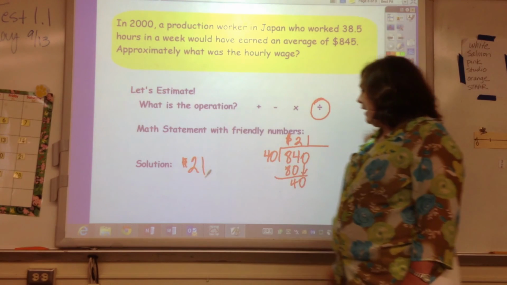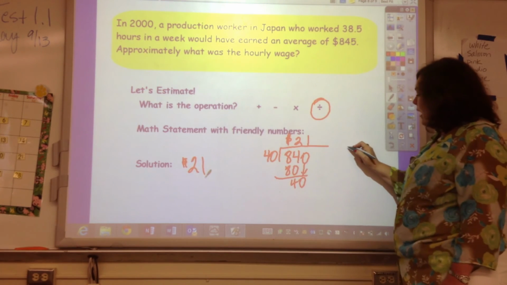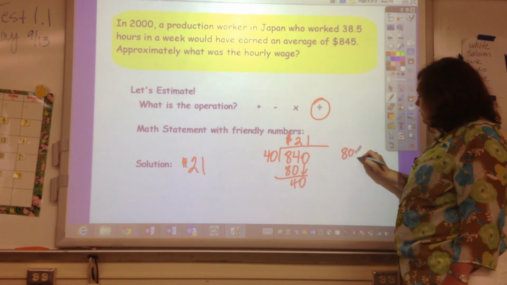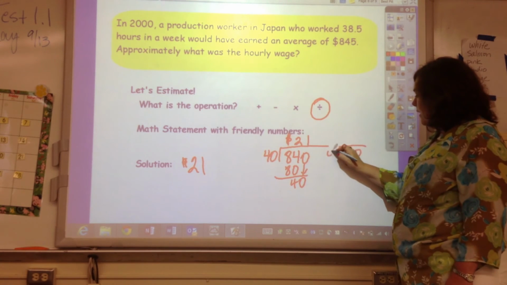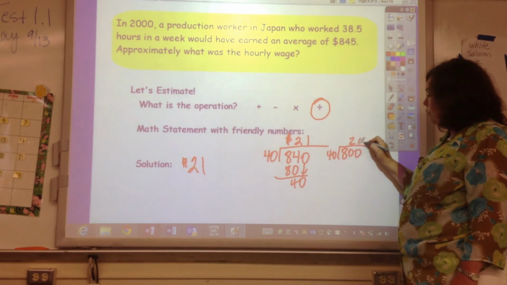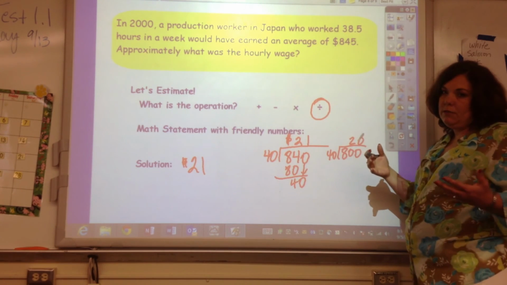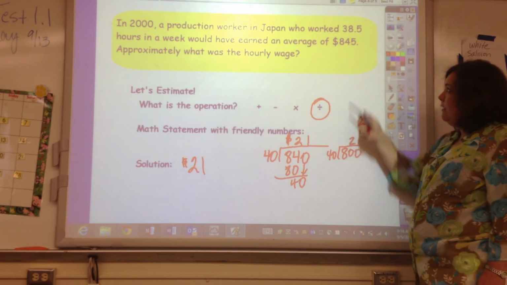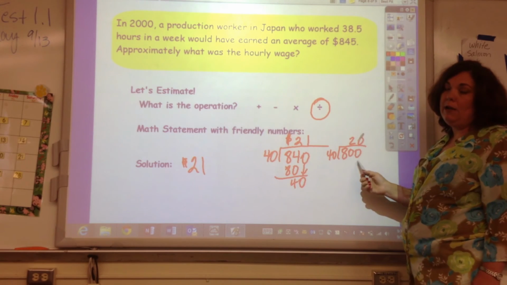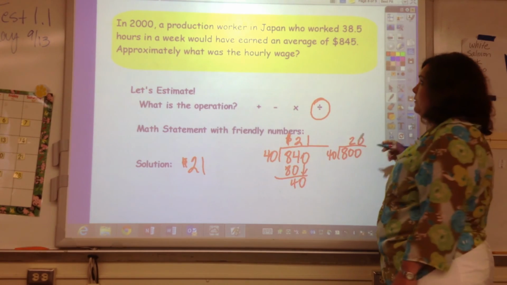$21 per hour. Now, could I have said 800 divided by 40 and just said that's 20? Sure. 20, 21, they're both close. You would just need to explain that I rounded this to 800 because it was an easier number to use.